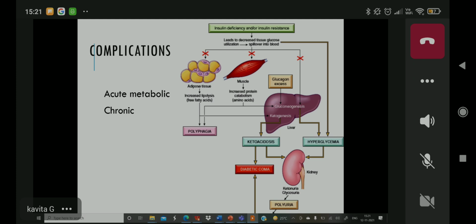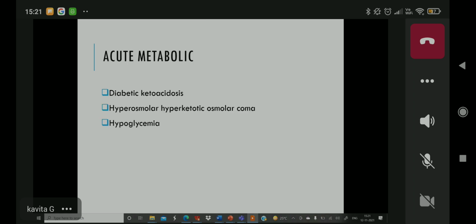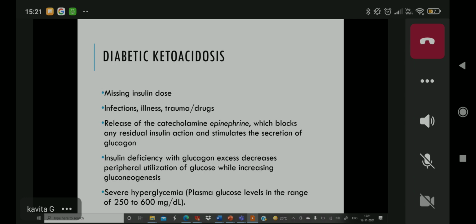Now let's go on to the complications of diabetes. They may be acute or they may be chronic. Now, what all can happen? Explaining to us this chart of Robbins, how do you get polyphagia and ketoacidosis and all this. So the acute metabolic complications are diabetic ketoacidosis, hyperosmolar hyperketotic coma, and hypoglycemia. So what is all this about? You get an MCQ very frequently, and you may also get a card on this in spotting.